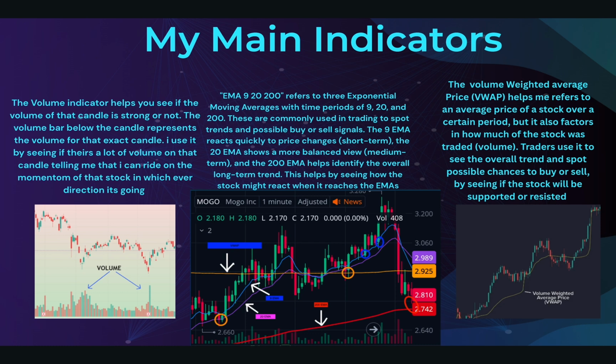Next, we have the volume weighted average, or VWAP. This helps me refer to an average price of a stock over a certain period, but it also factors in how much of the stock was traded, the volume. Traders use it to see the overall trend and spot possible changes to buy or sell by seeing if the stock will be supported or resisted. Same as the EMA, but like I said, it refers to the average price of a stock over a certain period. Also factors in how much the stock was traded, the volume.